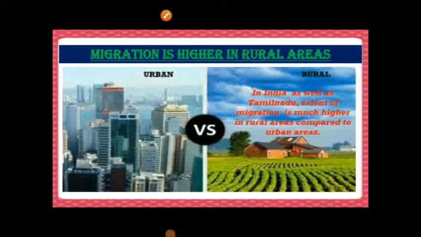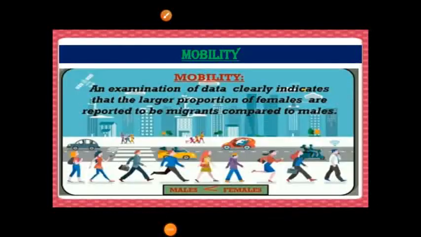We find that in India as well as Tamil Nadu, the extent of migration is much higher in rural areas compared to urban areas. In 2011, 37% of the population are counted as migrants in rural areas, while the corresponding percentage in urban areas is 27%. In Tamil Nadu, migrants account for 41% in rural areas and 35% in urban areas in 2011. The mobility of population in rural areas is greater than that in urban areas.